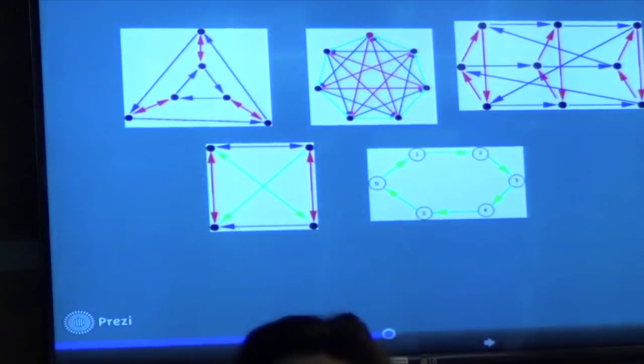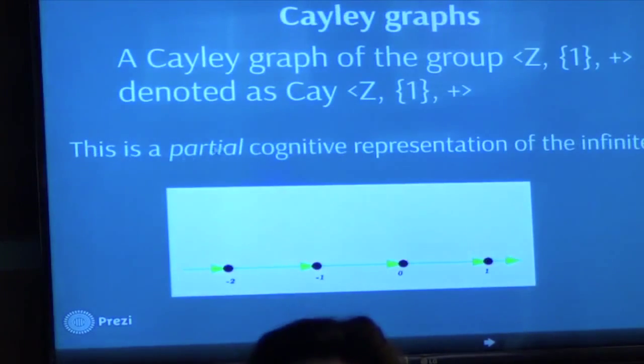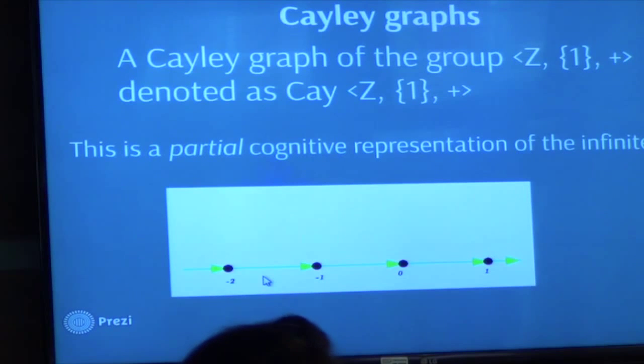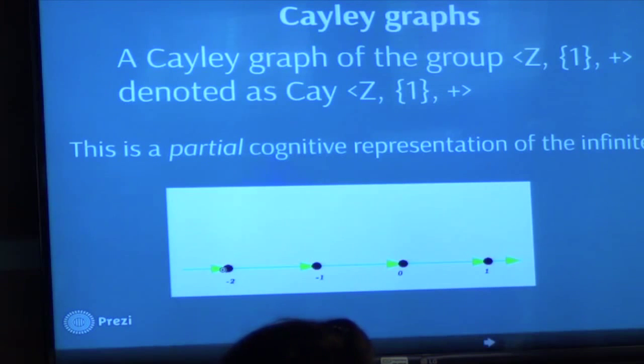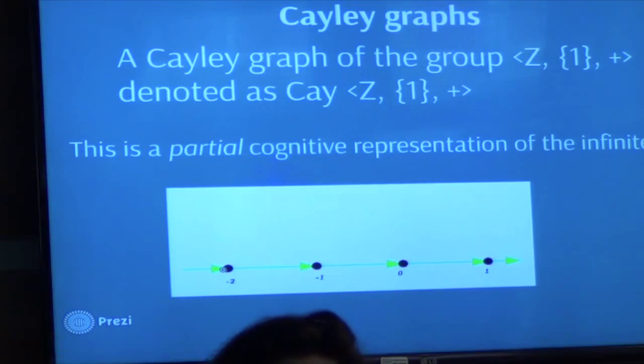Of course, I have to say that a Cayley graph is just a partial representation of the infinite graph. I mean, a Cayley graph is a mathematical representation of a generated group, but the drawing of it is a cognitive representation. And of course it's partial, because the group is infinite. The drawing is finite, so it's only a partial representation of an infinite graph.